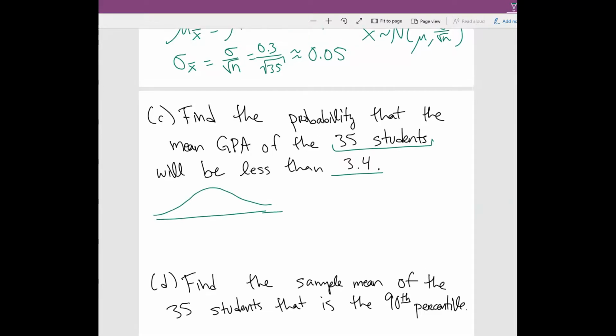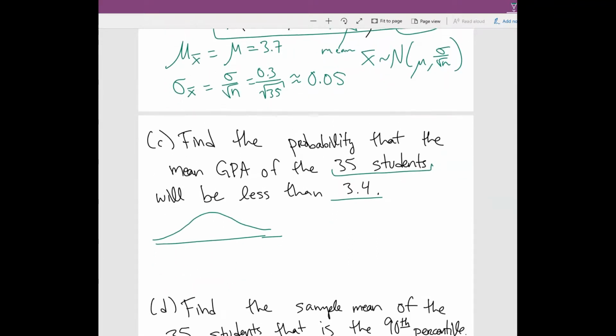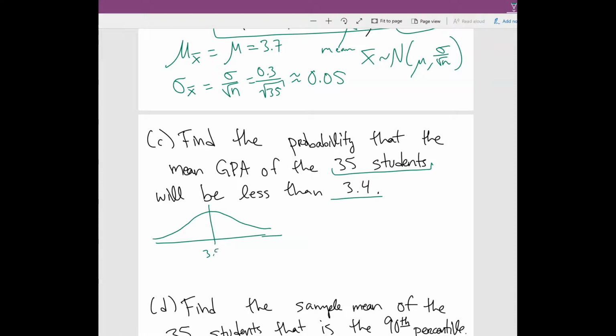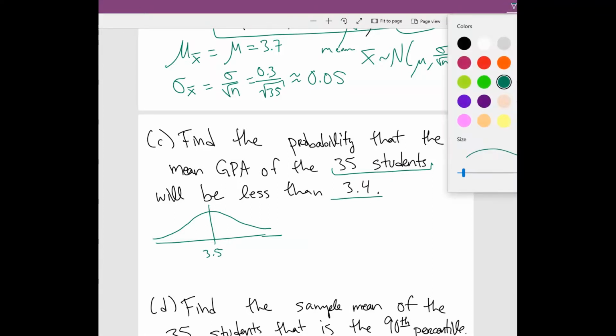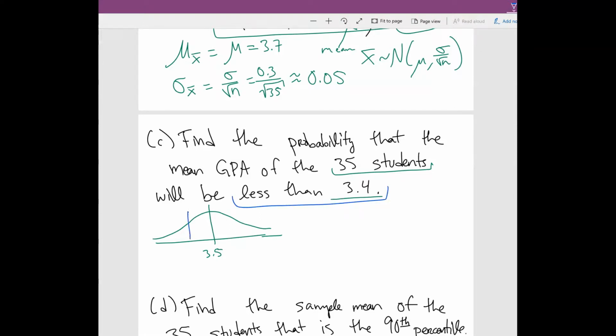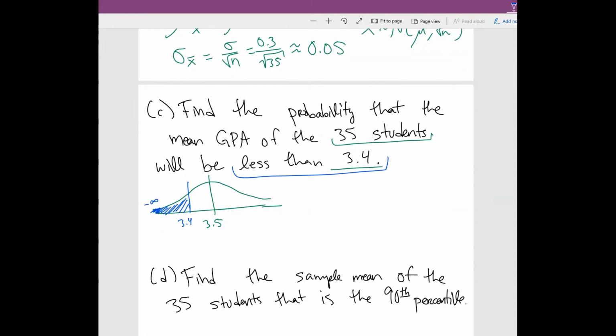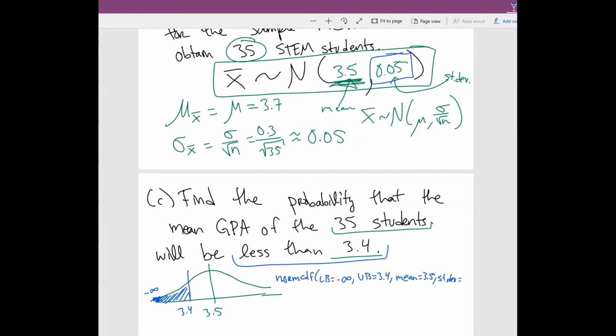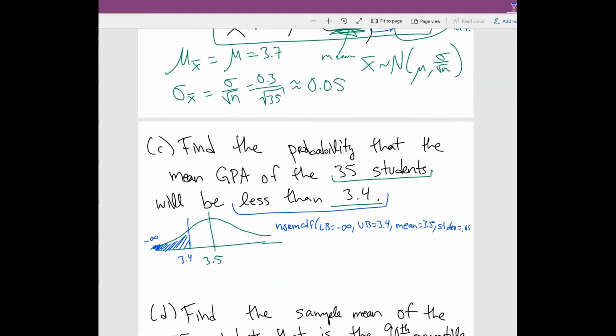The mean of the mean GPA will be, according to this, 3.5. So this is just going to be 3.5. We want the mean GPA to be less than 3.4. So here is 3.4, and we want it to be less than that. Remember, here is negative infinity. So we're going to use normal CDF. My lower bound is negative infinity, my upper bound is 3.4, my mean is 3.5. And my standard deviation, my sigma, is the only thing that really changed. My sigma is going to be this 0.05 that I have up here.